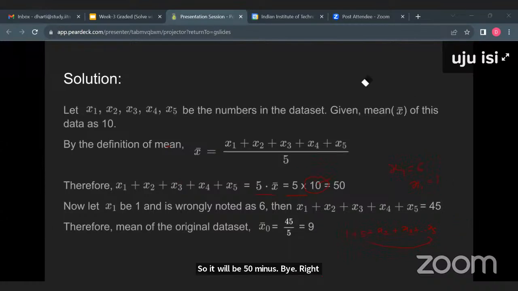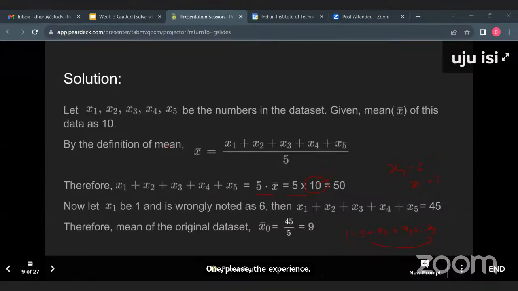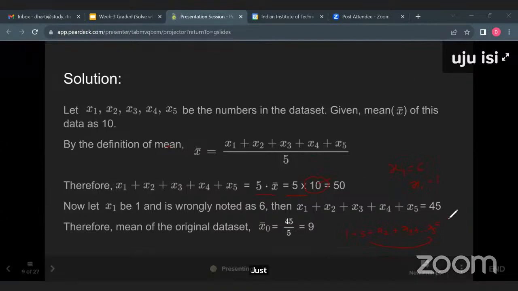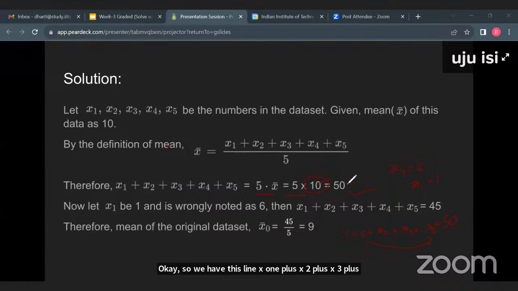Ma'am, please explain the step again. Yeah, I will explain. Is it visible, what I am writing on the writing pad? Yes, ma'am. Okay, so we have x1 plus x2 plus x3 plus x4 plus x5 is equal to 50. Till here, does anyone have a doubt, like the sum of the old data will be 50?